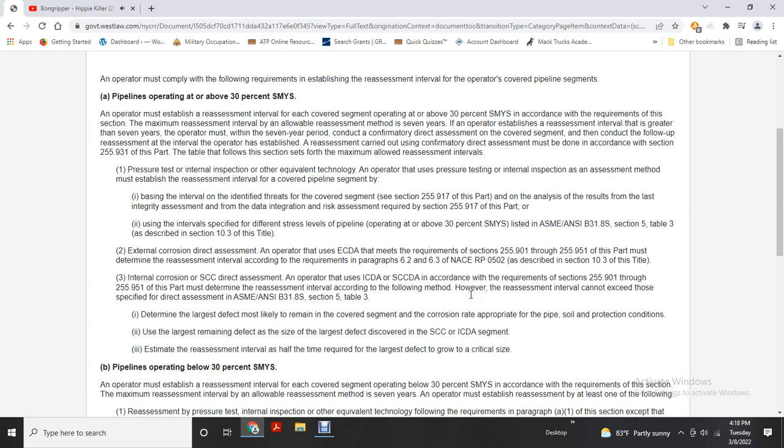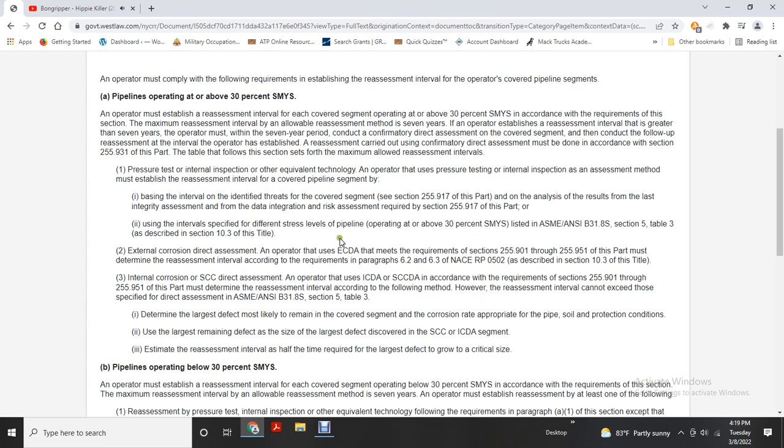The operator, using either pressure testing, internal inspection, or another assessment method, must establish a reassessment interval for the covered pipeline segment, basing the interval on the identified threats for the covered segment and the analysis results of the last integrity assessment and the data integration risk assessment required in Section 255.917 of this part, using intervals specified for the different stress levels of the pipeline listed in ANSI B31.8S Section 5, Table 3.